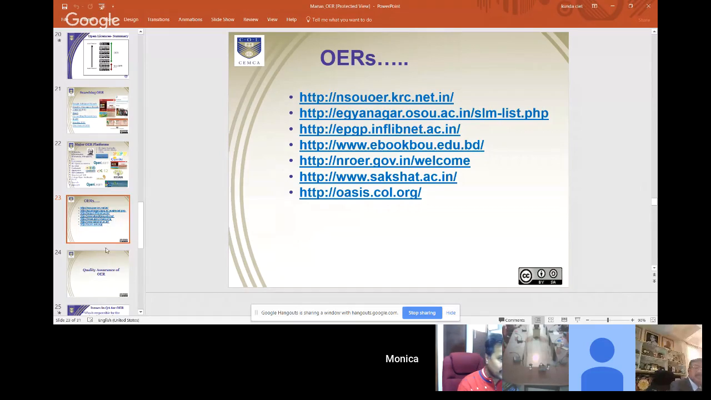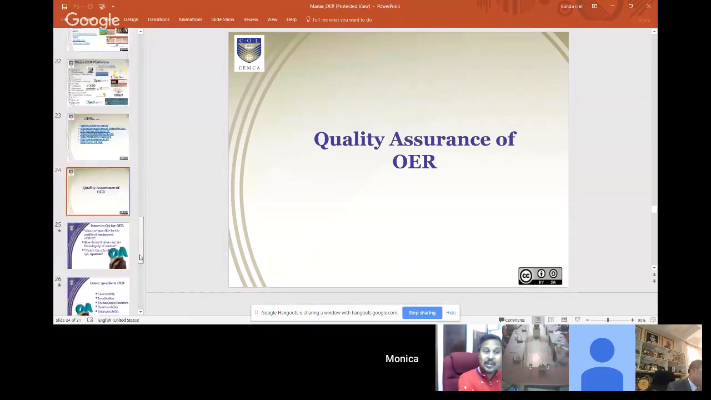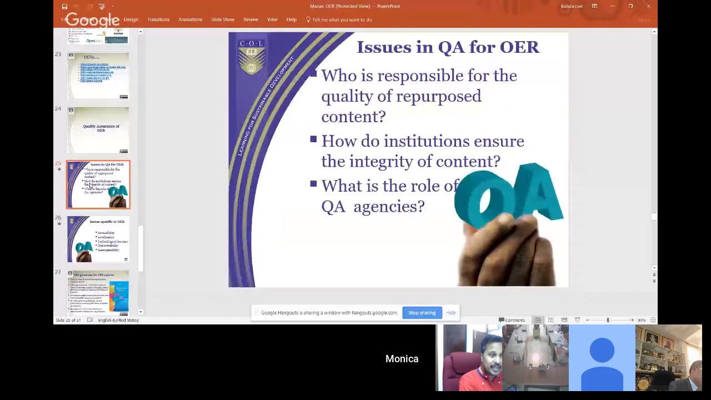If I go to the next slide, you see the next slide is talking about quality. This is a very important thing. Quality, you see, is a relative term. But you are developing your open educational resources, you are the author, and you need to maintain the quality with your standard understanding of the parameters.